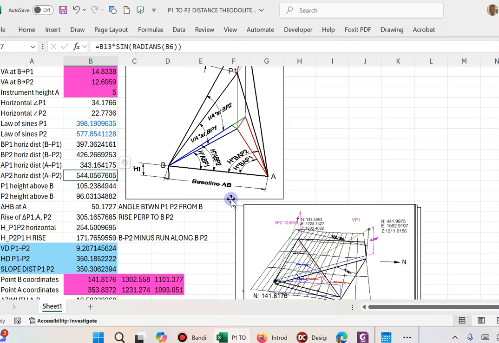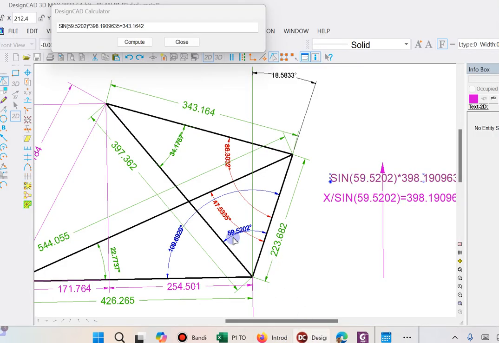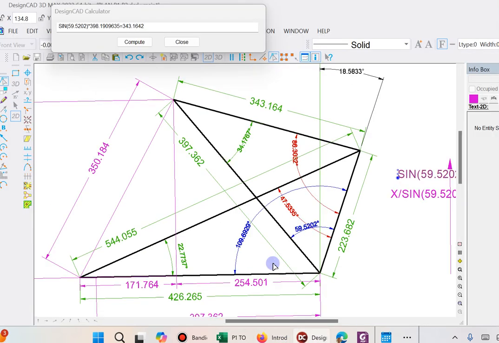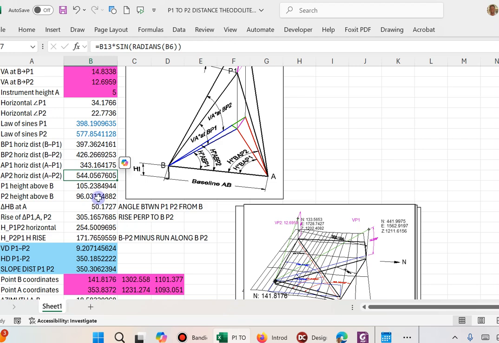55, 54. Angle P2, horizontal distance A to P2. I think that's horizontal distance A to P2, since it's in horizontal distance. 554, 544.055. So what's going on with those calculations there?